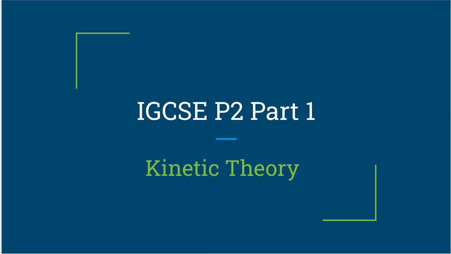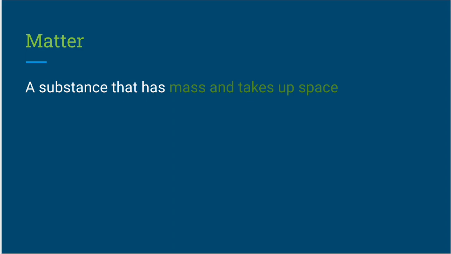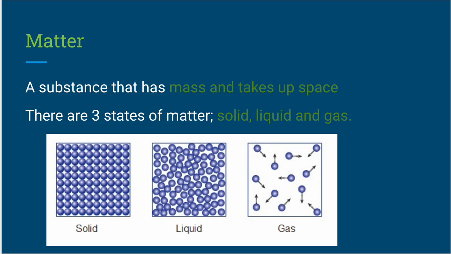IGCSE Unit P2, which is kinetic theory, and this is the first part of the video. So first of all, we need to understand what matter is. Matter is defined as a substance that has mass and takes up space, and as you probably know, there are three states of matter: solids, liquids, and gases.